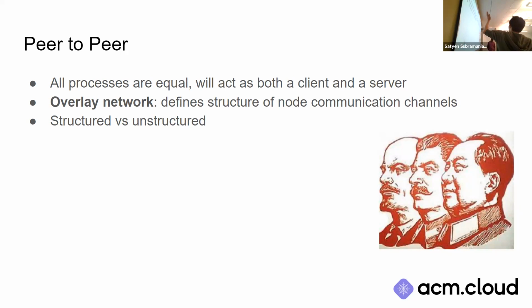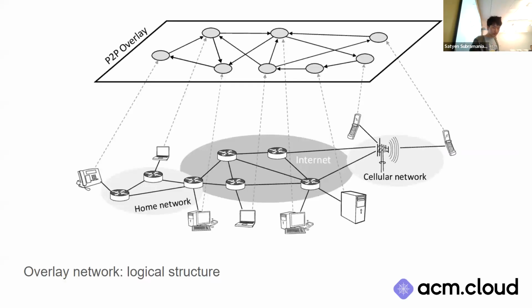And so the term we use is overlay network, which basically defines the structure of the nodes in their communication channels. And there are two types: structured and unstructured. And so here's the overlay network.